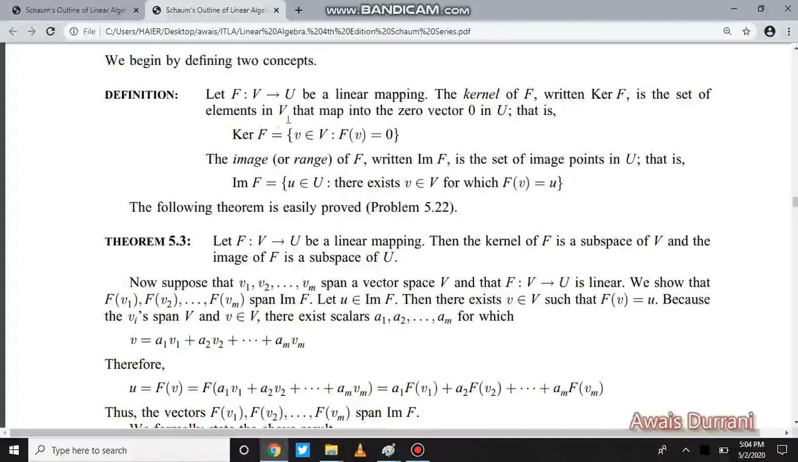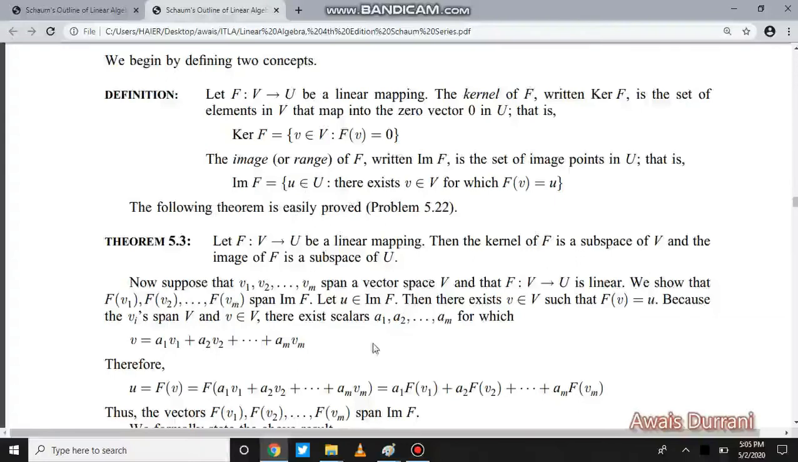So these are two definitions which we will be using in our upcoming theorem, this one 5.3. But before starting that theorem, note that kernel f is always made by the elements of V, image f is always made by the elements of U. This is what you should memorize. And now we are coming to the theorem.